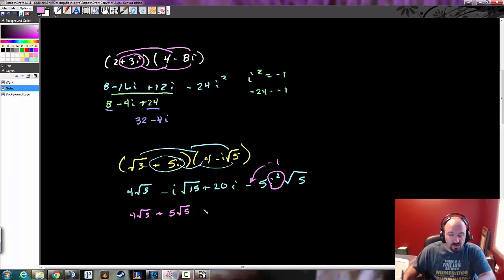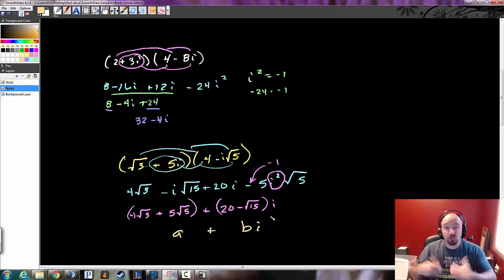So one way that we can do this is plus 20 minus the root of 15, all of that in parentheses, i. And it's customary to put the real part in parentheses as well, so that you stay within the confinement of a plus bi, which is the structure of the complex number. All right, so this all had to do with multiplication.